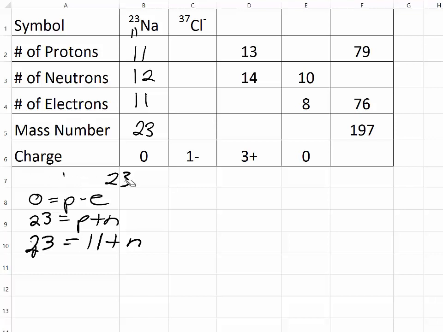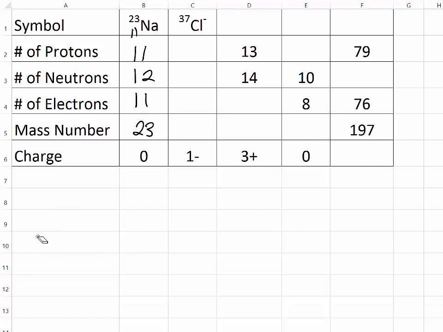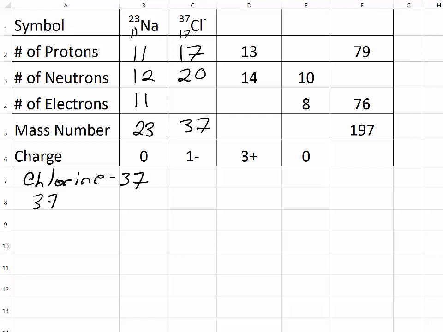We can look at the next one over, and again it's another symbol. We're given the symbol here for an ion of chlorine 37. This ion of chlorine 37 has a charge of 1 minus. Because it's chlorine 37, we know the mass number. That's the number that's shown. The number that's not shown is the atomic number. The atomic number of chlorine is 17, and so the number of protons is 17. The number of protons is 17 and the mass number is 37, then how many neutrons are there? There are 20 neutrons, because 37 equals 17 plus the number of neutrons.